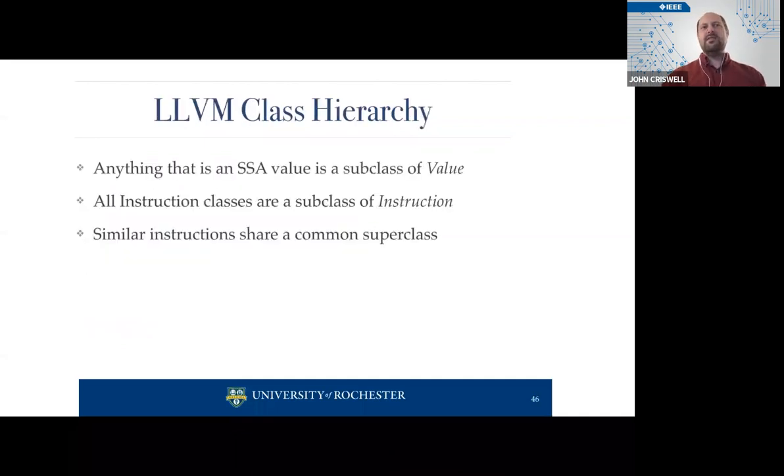And this leads us to the LLVM class hierarchy. Anything that is an SSA value in LLVM IR is a subclass of the Value class. We're in C++, so we have subclassing. So anything that's an SSA value, such as a global variable, which remember is a pointer to globally allocated memory, the value of an instruction, or a function. Functions are actually SSA values. The name of a function is a pointer to that function in LLVM IR. So all these SSA values are subclasses of Value.